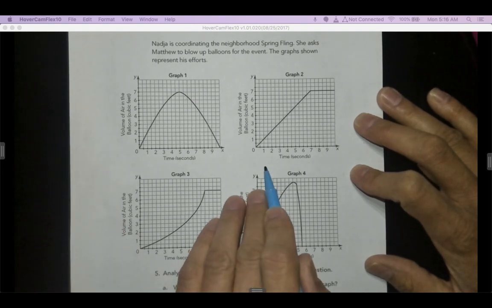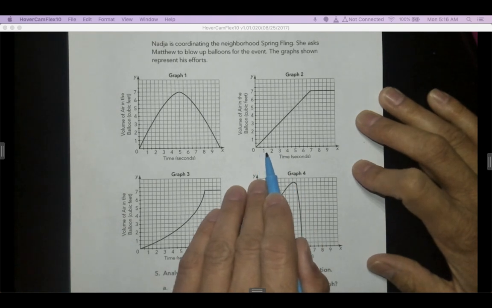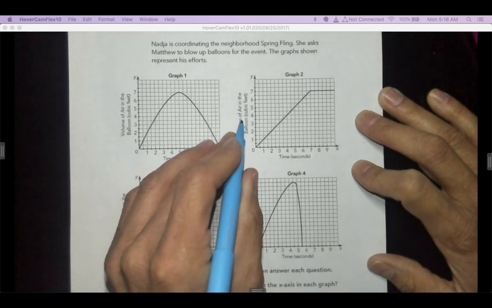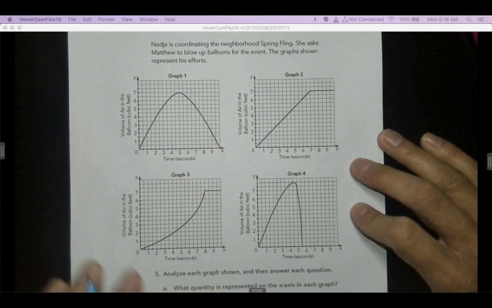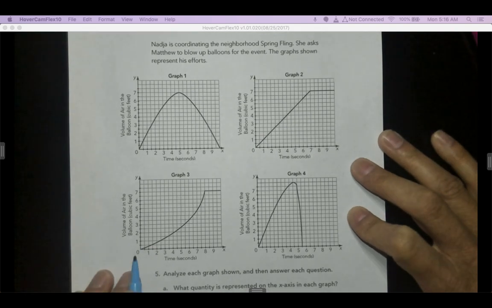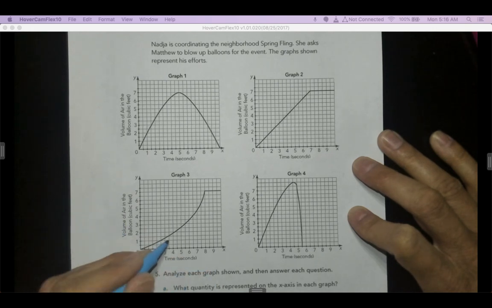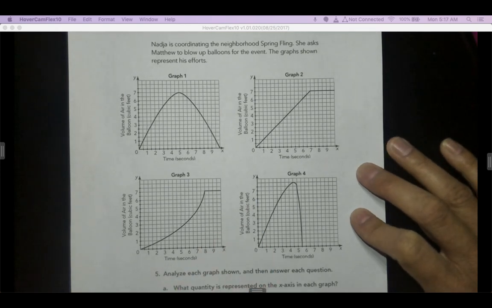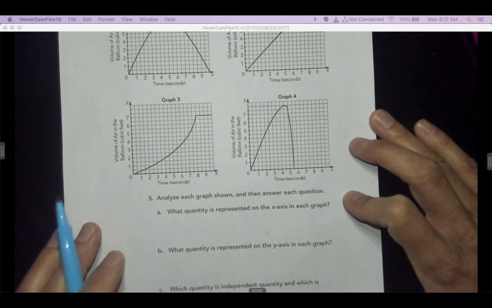Okay, so here's graph 2. Matthew is blowing up this balloon in this amount of time. Then the air that's going in is how much, and then it steadies off. Then for graph 3, Matthew's blowing it up in this amount of time. This is the volume of air. And then this one, the time, and then this is the volume of air.